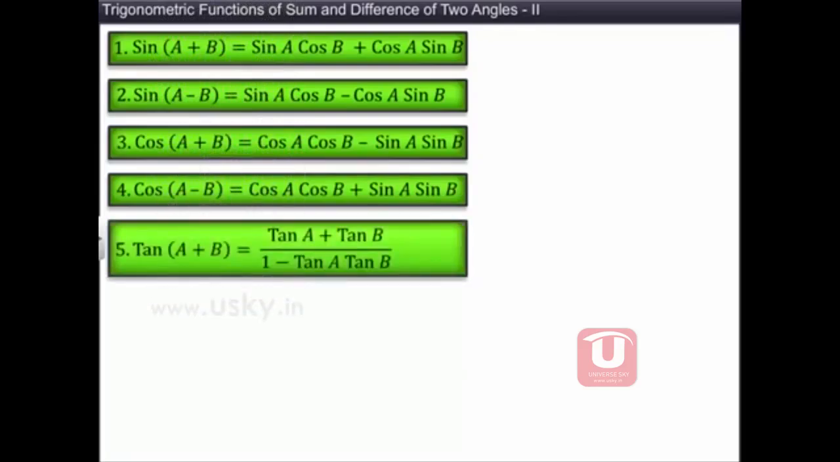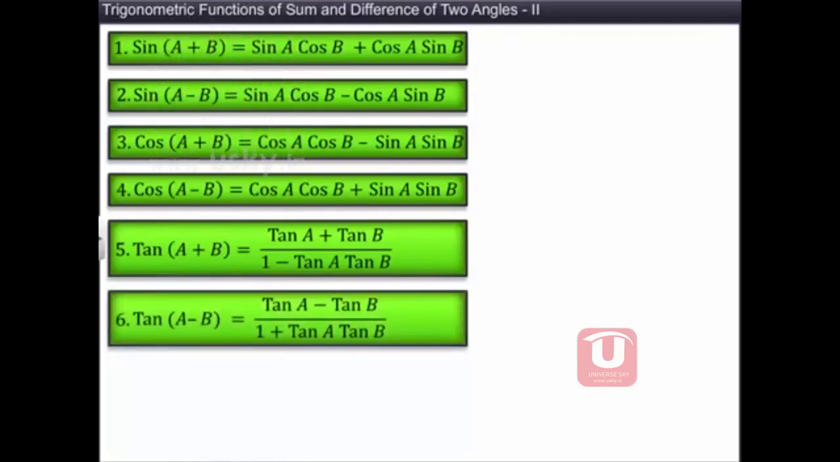Tan of a plus b is equal to tan a plus tan b divided by 1 minus tan a into tan b. Tan of a minus b is equal to tan a minus tan b divided by 1 plus tan a into tan b. Let us derive some more formulae.